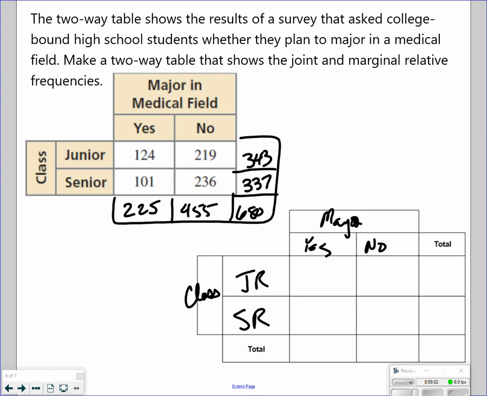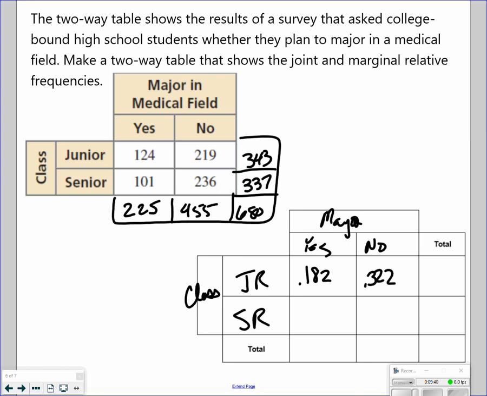So now the two-way table shows the results of a survey that asked college-bound high school students whether they plan to major in the medical field. Make a two-way table that shows the joint and marginal relative frequencies. So now each one of those cells is going to be divided by the total. So 124 divided by 680. So this would be 0.18. Rounding, usually they round, I think, to 2 or 3 decimal places. I'm going to go ahead and go to 3 decimal places, so 0.182. Then 219 divided by 680. And so the next one would be 0.322.